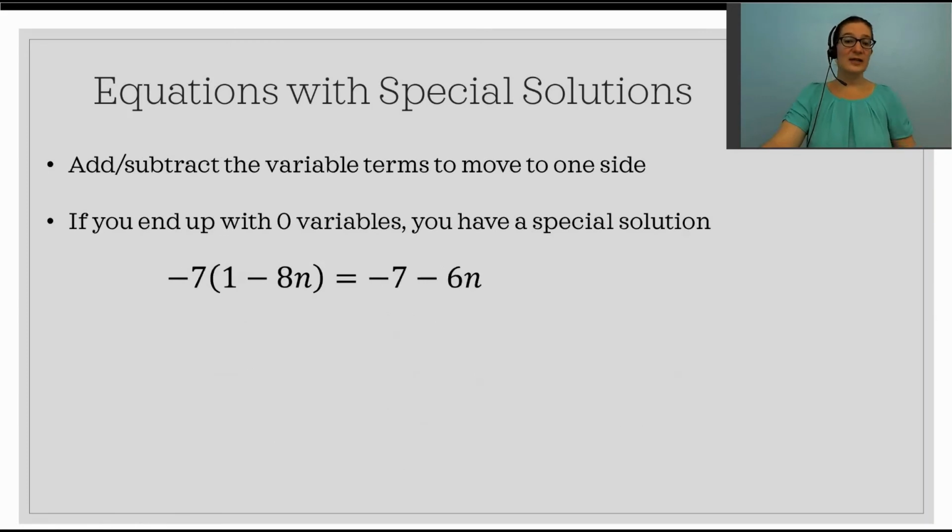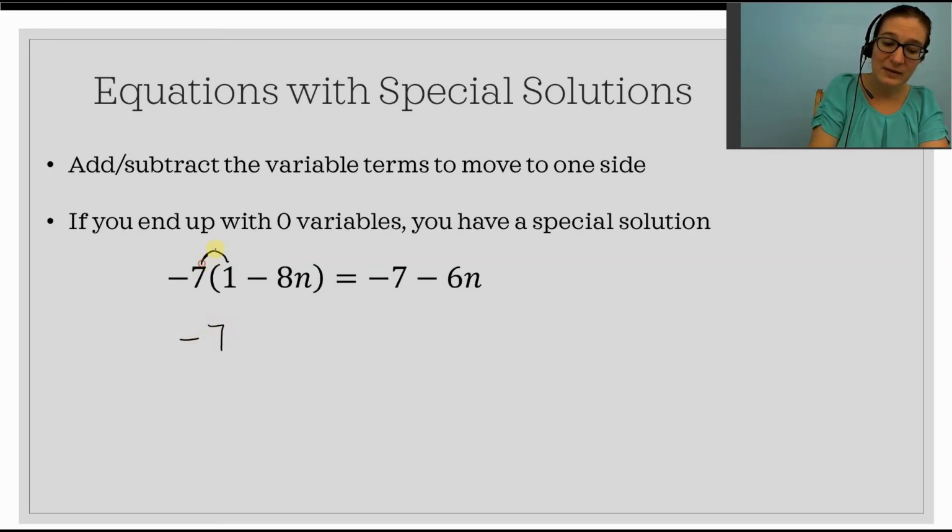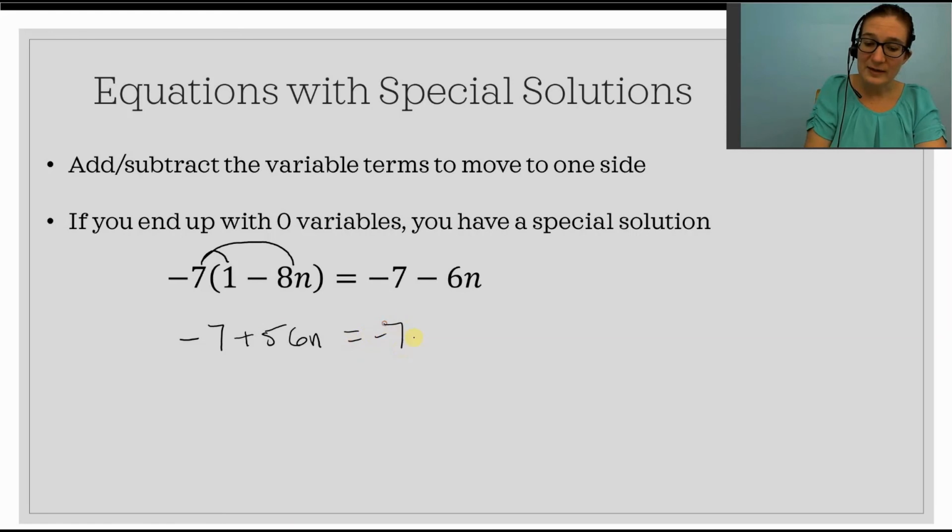Okay, let's go ahead and take a look at one more. This is a very important example, and our last one. So here we go. Again, we start with our normal solving process. We're going to go ahead and distribute that negative 7 to make sure that our problem is simplified before we start to solve. Negative 7 times 1 is negative 7. Negative 7 times negative 8 will give me positive 56. And that is equal to negative 7 minus 6n.